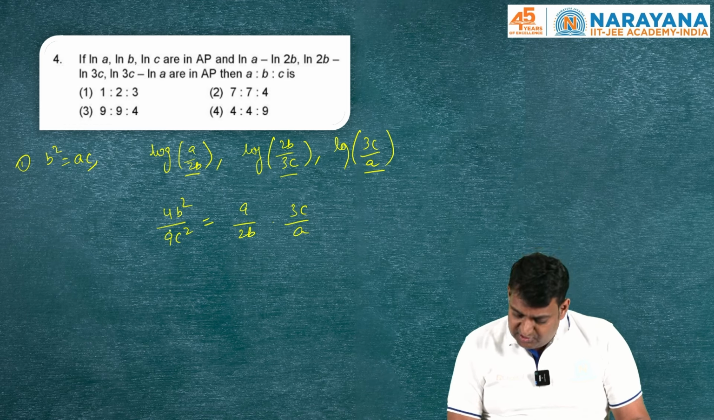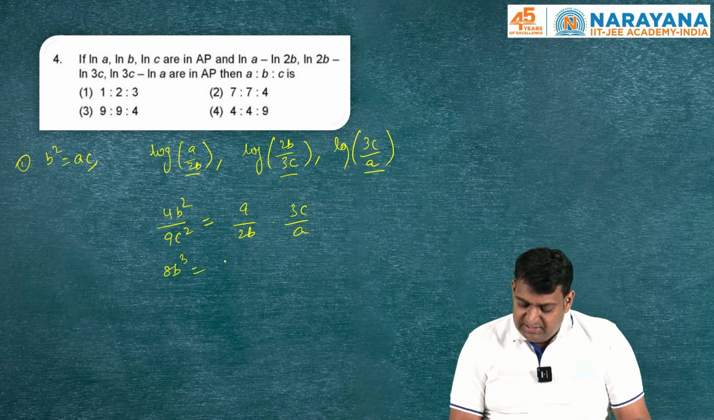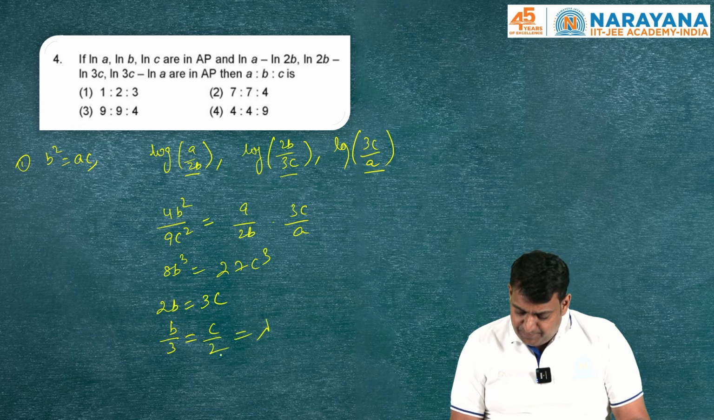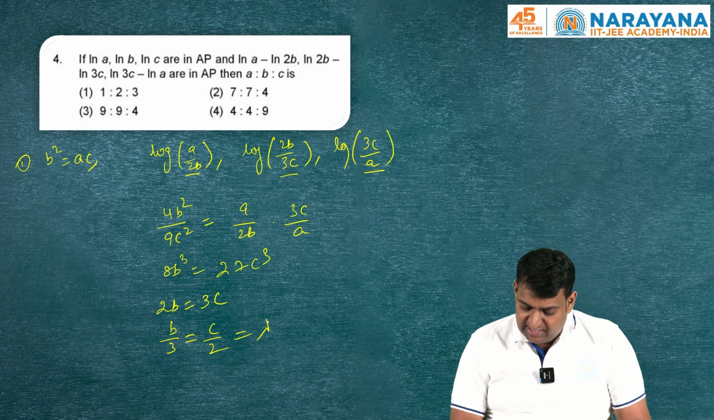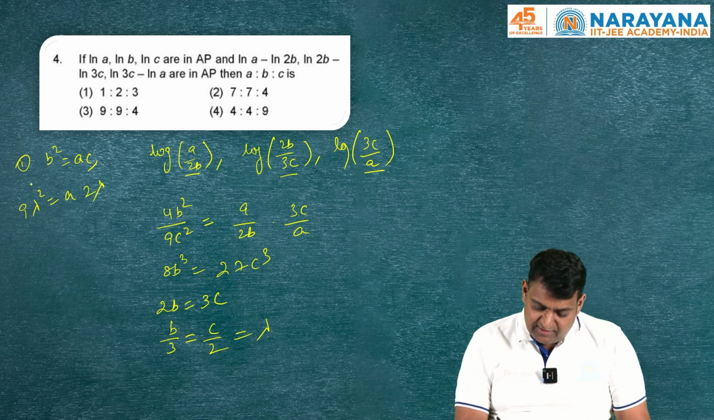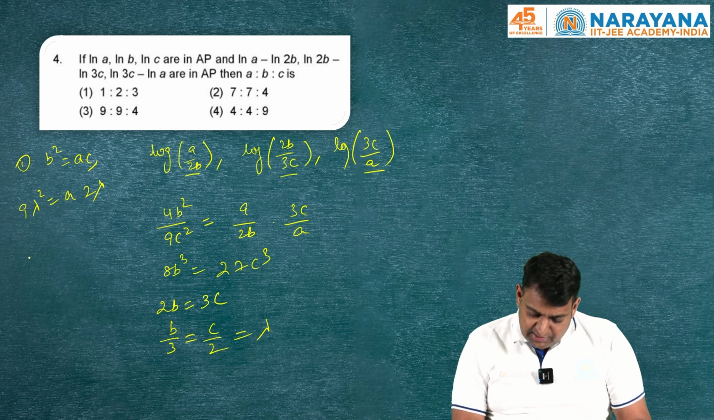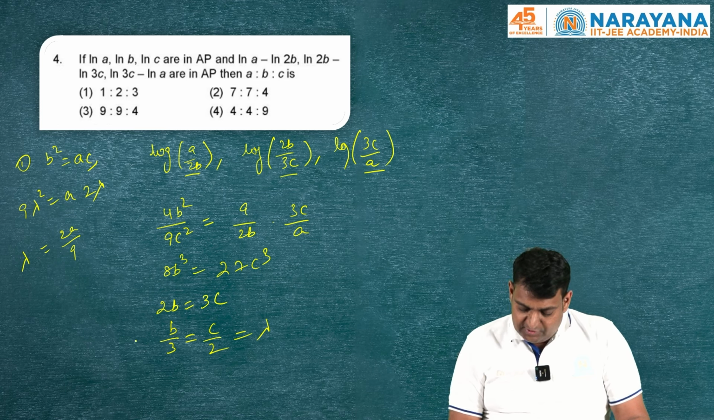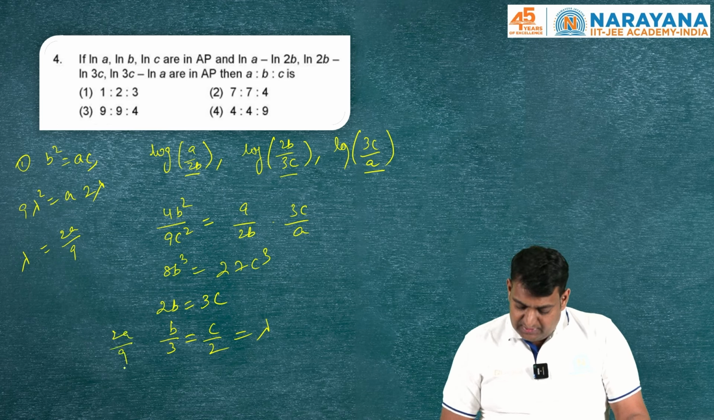A got cancelled. Observe that 8B cube is 27C cube. So we can say that 2B is equal to 3C, or B by 3 is equal to C by 2. Suppose it is some lambda, substitute here: B is 3 lambda, means 9 lambda square is A into C, which is 2 lambda. Lambda got cancelled. So what is your lambda here? Lambda is equal to 2A by 9. So B by 3 equals C by 2 equals 2A by 9.